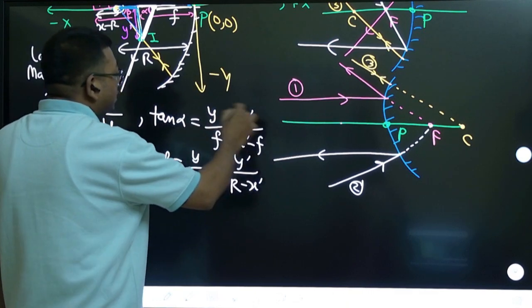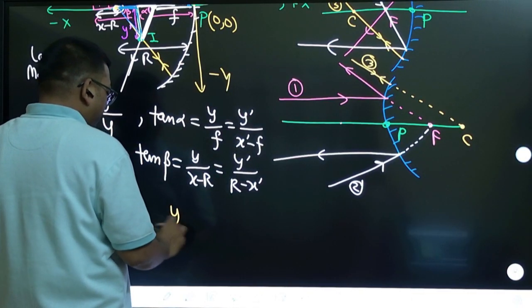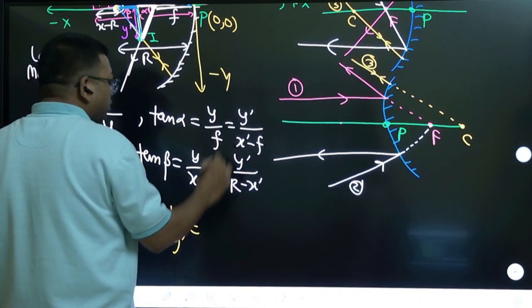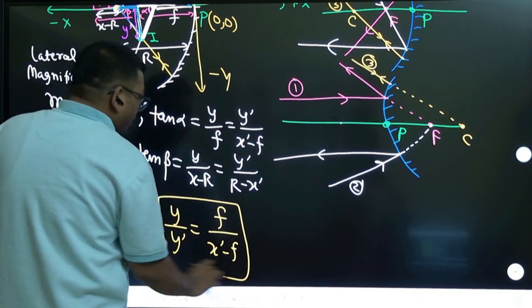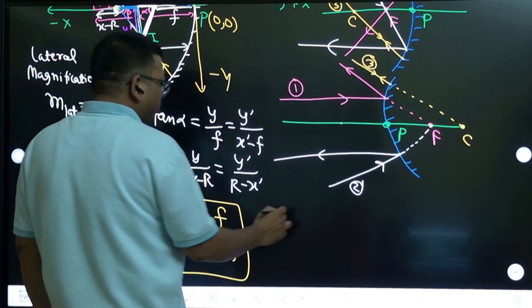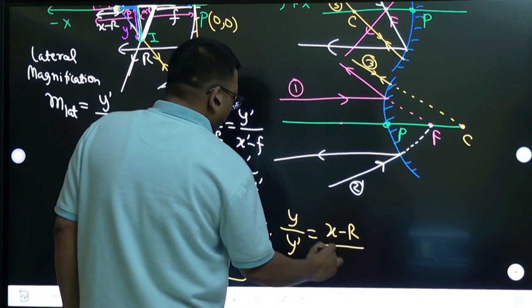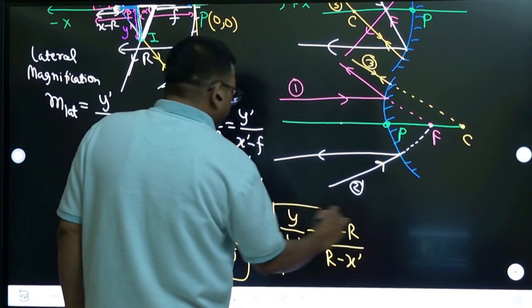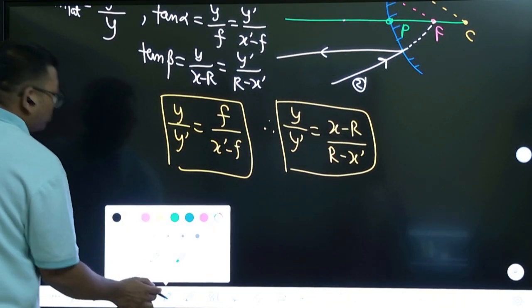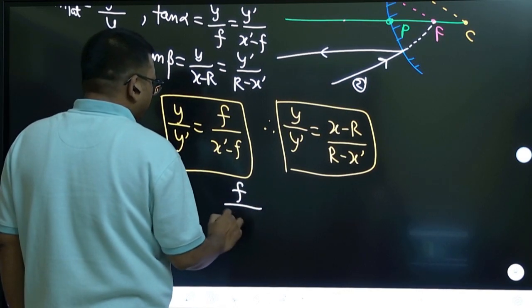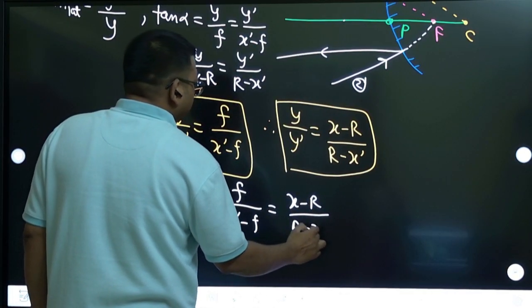From this we are getting this equation and this equation. So y by y dash from the first equation will become f by x dash minus f, right? And from the second equation, y by y dash will give again x minus r by r minus x dash. Now both are equal to y by y dash, so let us equate them and solve. If you equate them, you will get f by x dash minus f equals x minus r by r minus x dash.